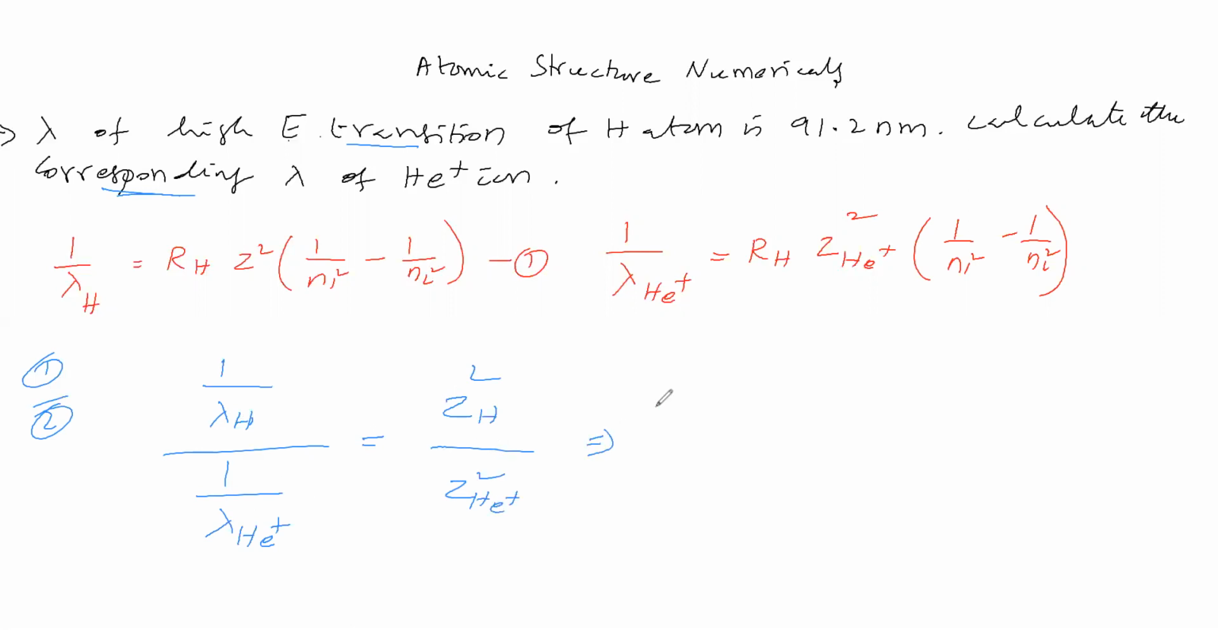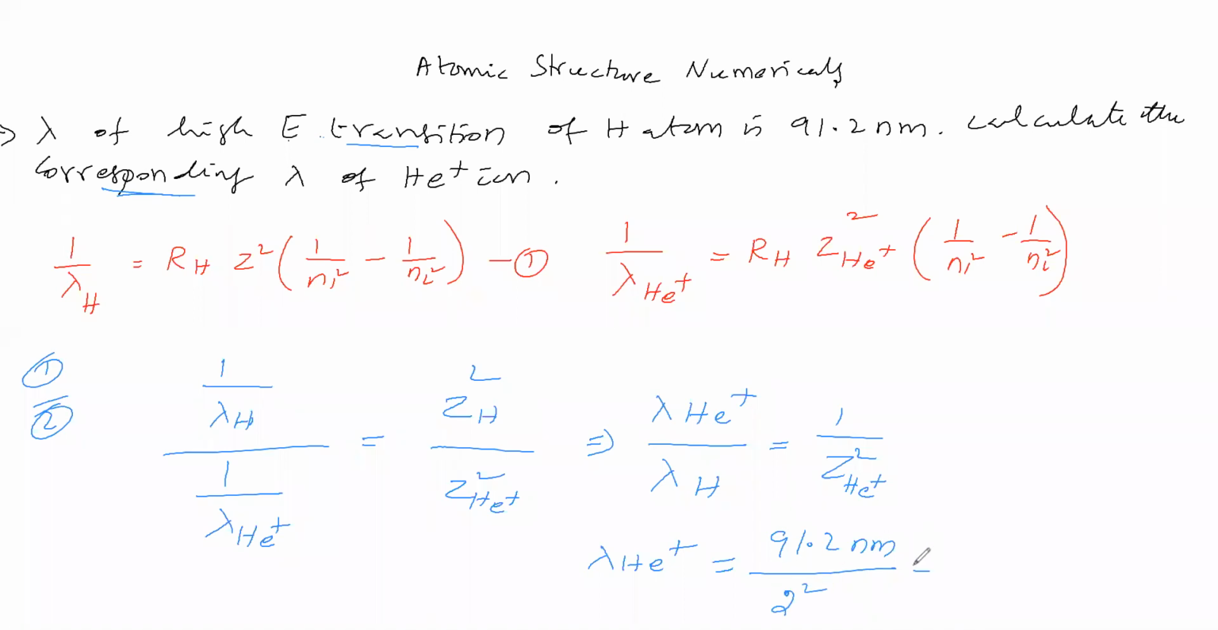Which we can rewrite as wavelength of He plus by wavelength of hydrogen is equal to 1 by Z square, where Z is the atomic number of He plus ion. Wavelength of He plus ion we want to find. So it is wavelength of hydrogen, 91.2 nanometer, by atomic number of helium, 2, squared. So we get the wavelength of unipositive helium ion as 22.8 nanometer. We will go to the next question.